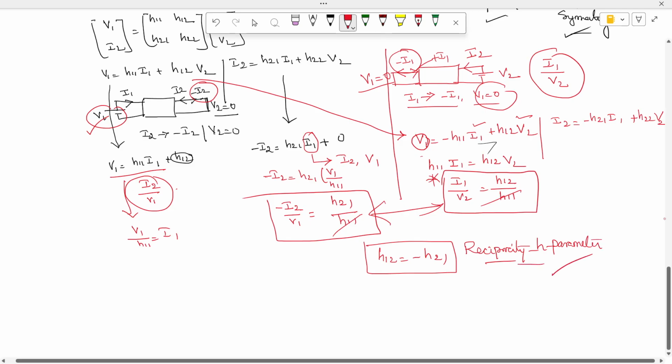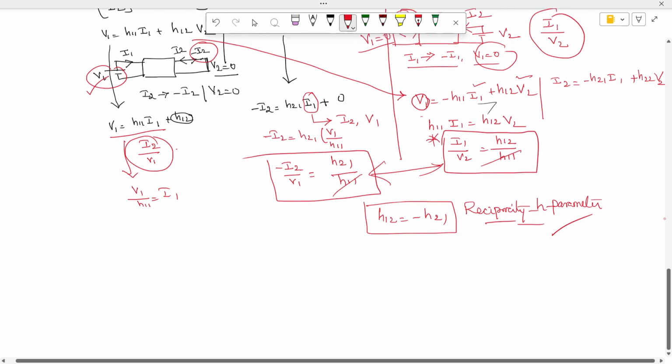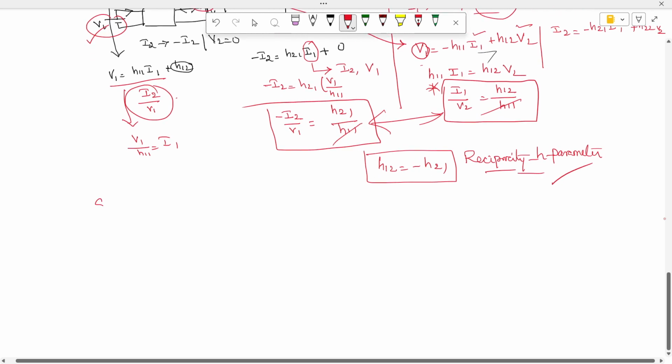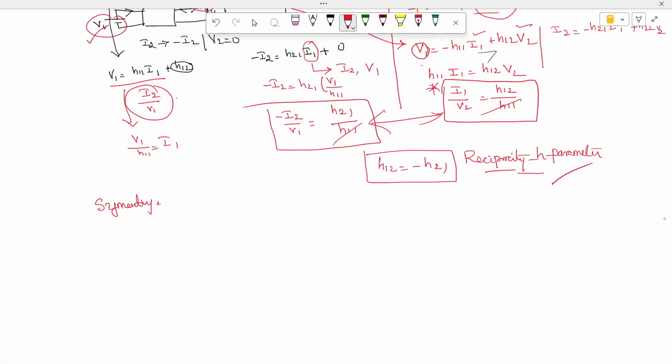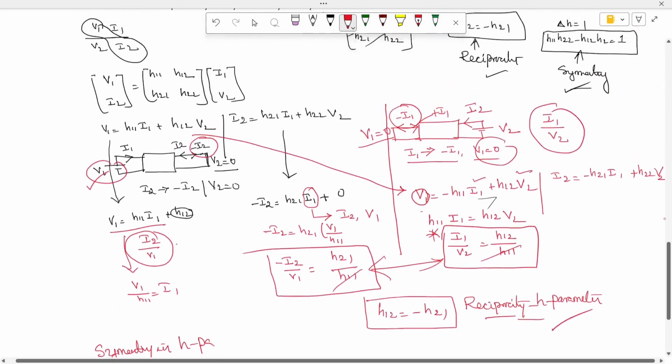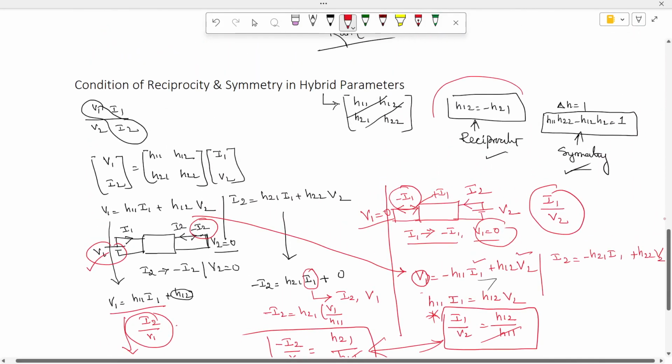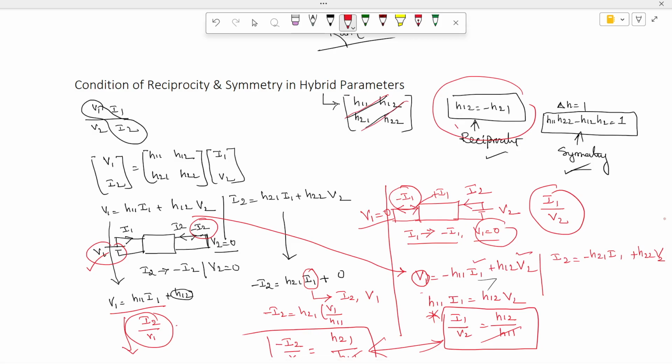So this is what we are getting. Now we have to verify the condition for symmetry also, the condition for symmetry in the case of H parameter model. Already I told this, the condition for reciprocity is, for the off-diagonal elements, H12 is equal to minus H21. Now let us try to derive these values.